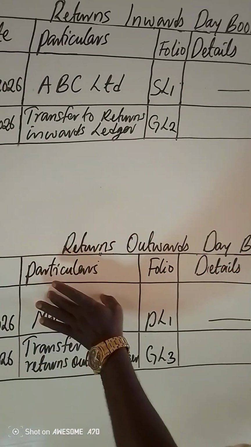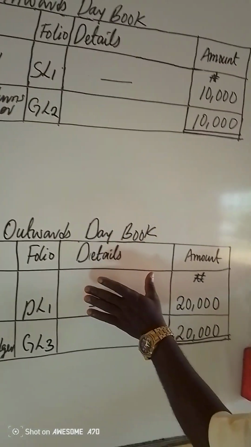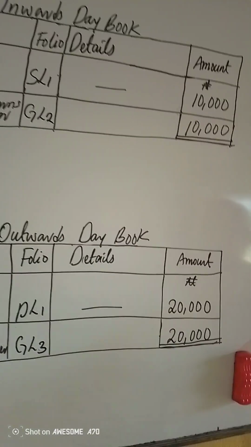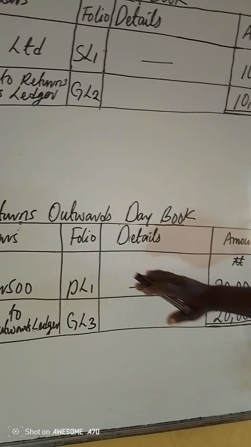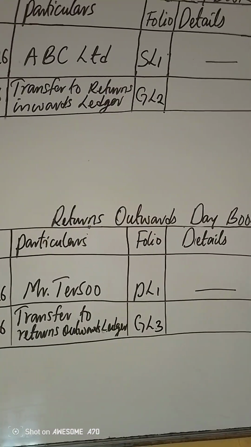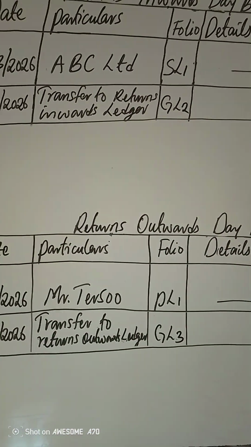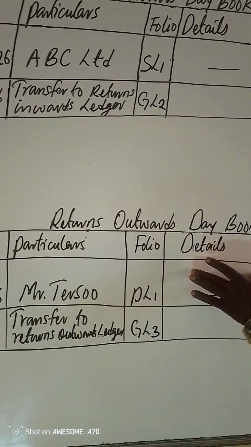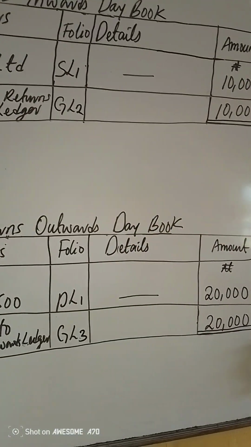This is the date, the particulars, then the details. In case the goods are returned in different types, you demonstrate it based on the way you follow the question and how the transaction is. If there's no detail, you put that there. Always put this column for details, and you make the breakdown here.